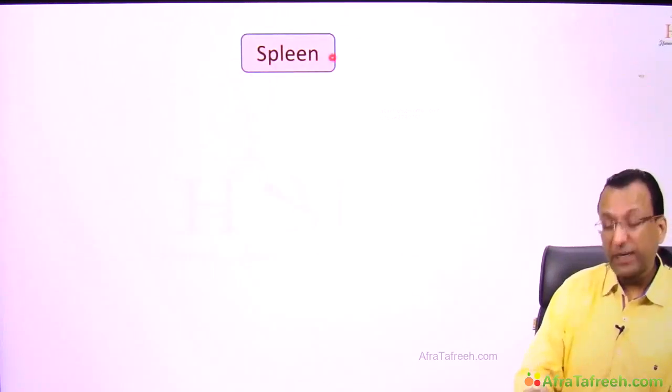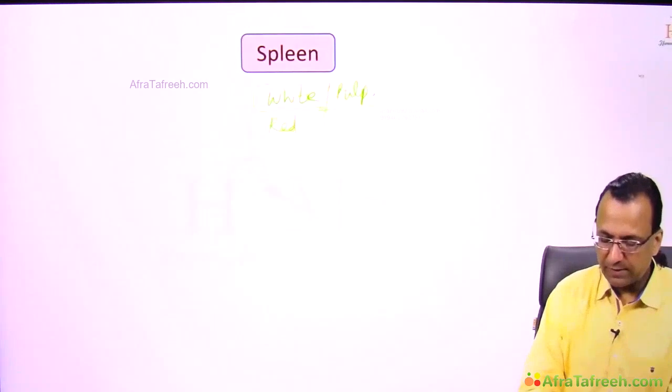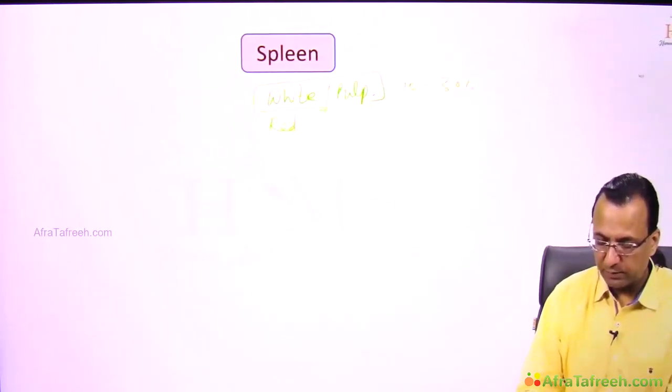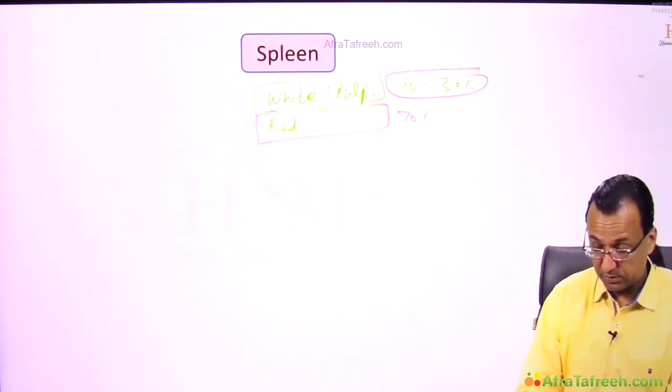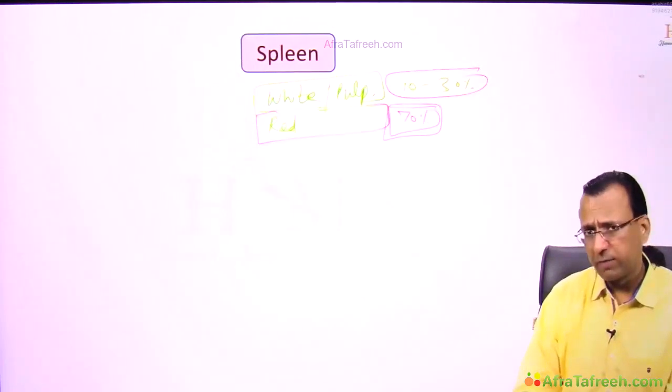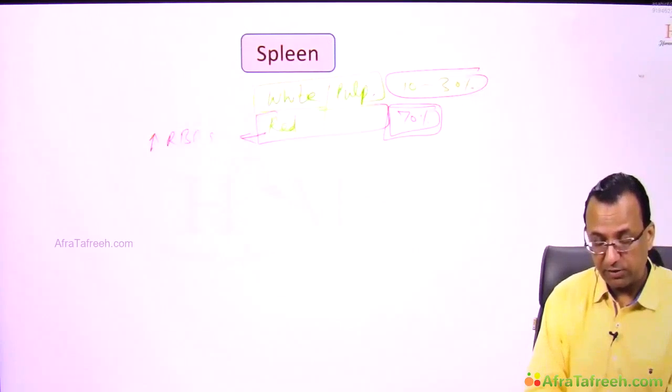Actually, white pulp and red pulp. How much is red pulp and white pulp? White pulp is less, around 10 to 30%, and red pulp is around 70%. How do I know it is red pulp? You know it because you will see more of RBCs. That is why the name is red pulp.